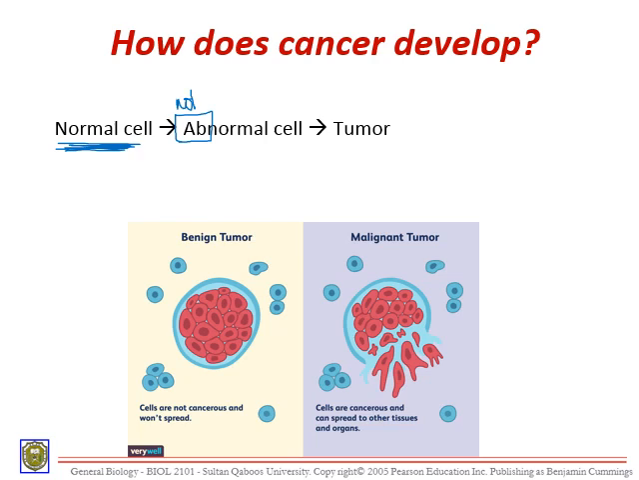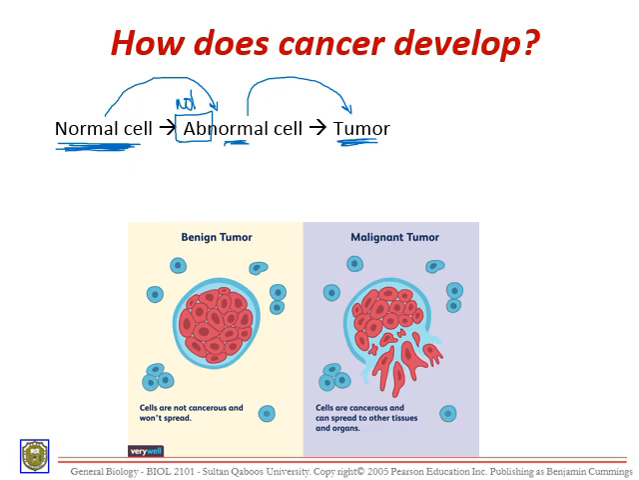These genes are usually inherited from the parents. So sometimes you have families that have cancers very frequently, because these things are inherited. Or it can also be due to certain environmental exposures like chemicals, like radiations, for example UV radiations or X-rays, etc. So a normal cell will be converted to an abnormal cell, and that abnormal cell can then lead to a tumor. What does tumor mean? Tumor means ورم.